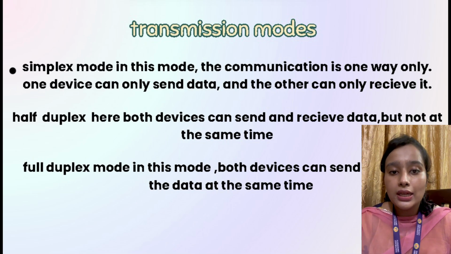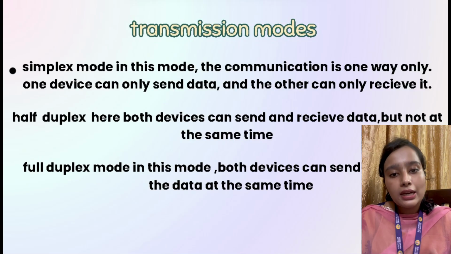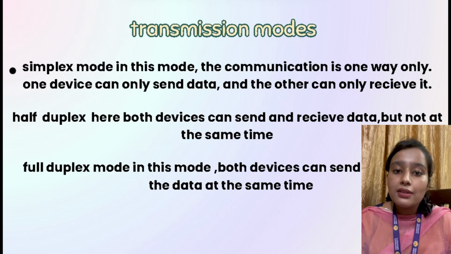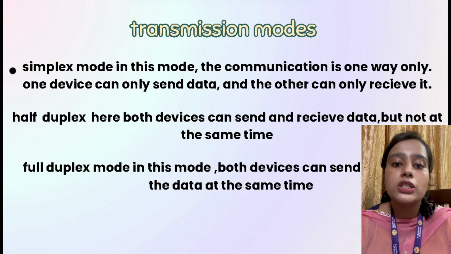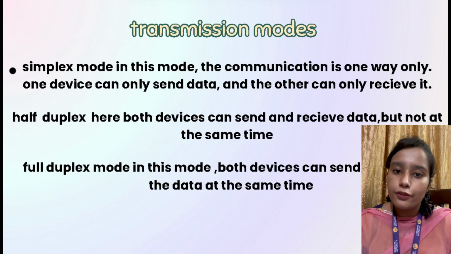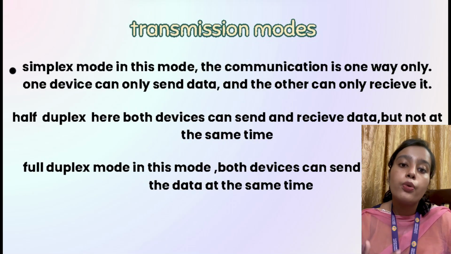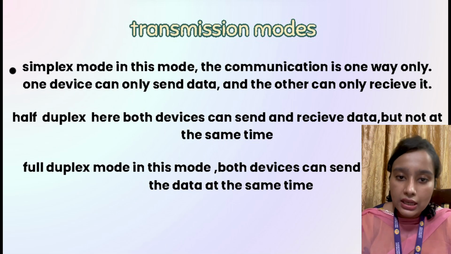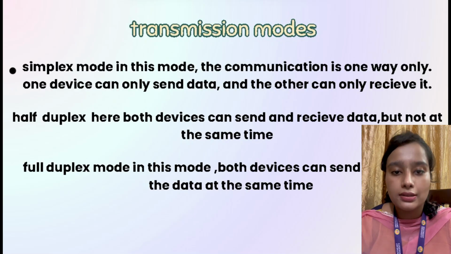Now, the third one is full duplex mode. In this mode, both sender and receiver can send and receive data at the same time. It is a two-way communication system. As an example, we can say mobile phone. As we know, when we talk on a mobile phone, both people can talk and send data, exchange data. So these three types are transmission mode examples.